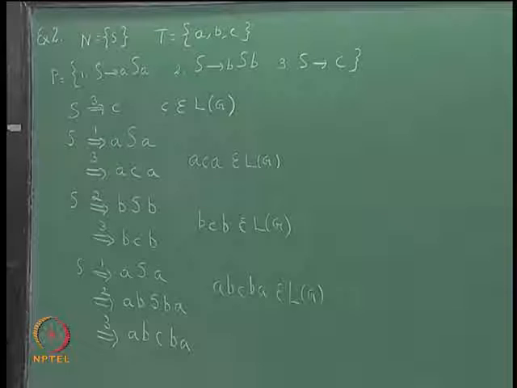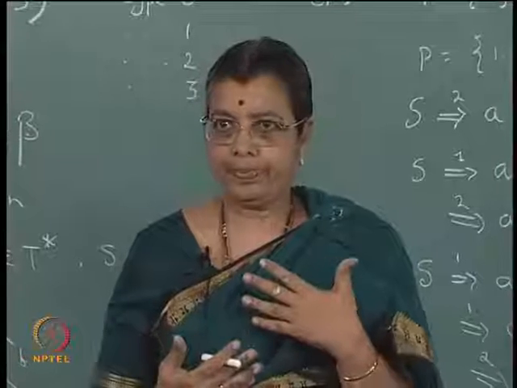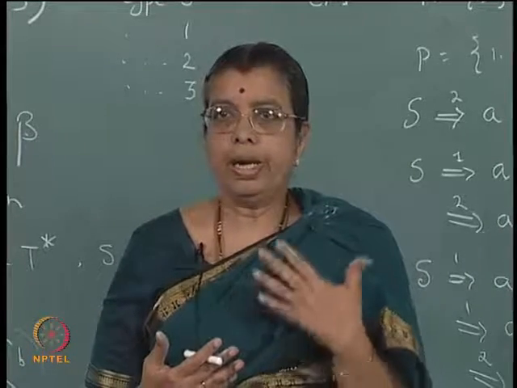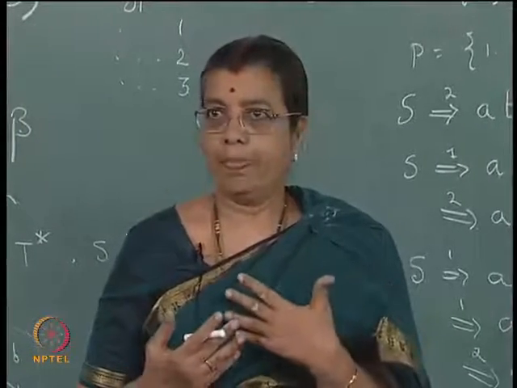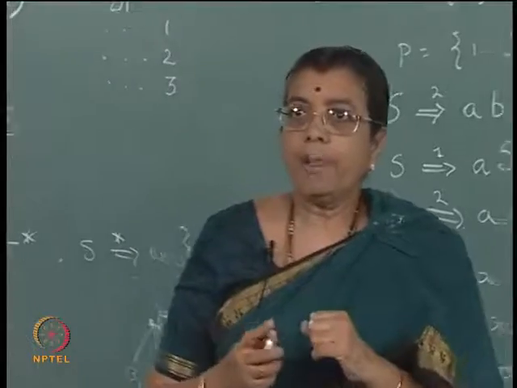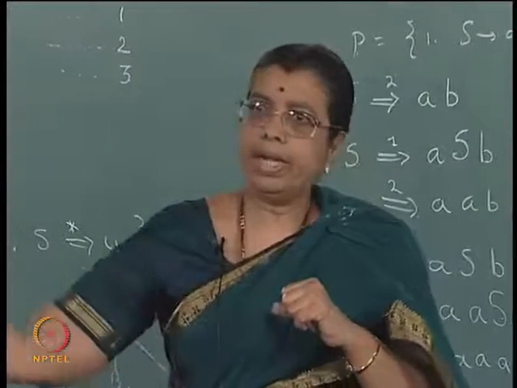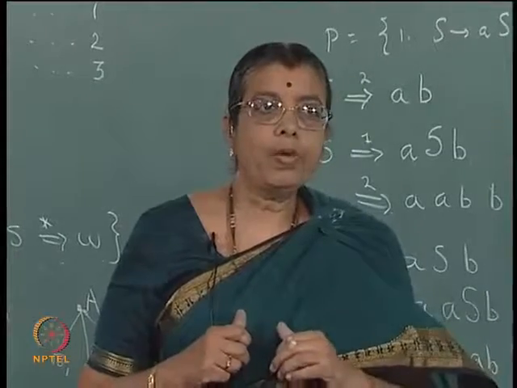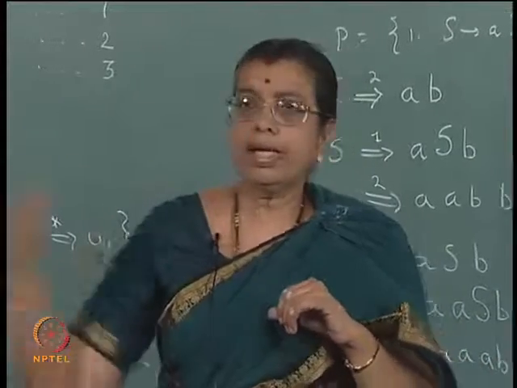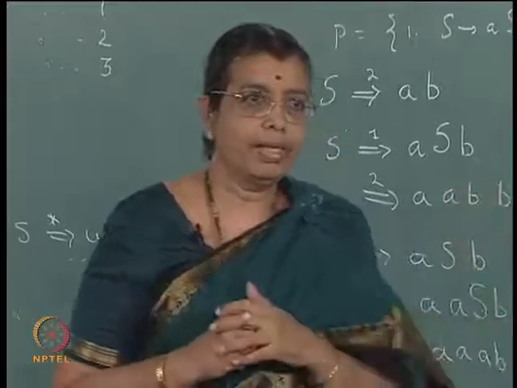But before applying rule 3, rule 1 and 2 you can apply again and again in any order. Either apply 1 or 2, and 2 and 1, or 1, 1, 2, any order you can apply. But whenever you apply rule 1, one A will be generated this side, one A will be generated this side. When you apply rule 2, one B will be generated this side, one B will be generated that side.